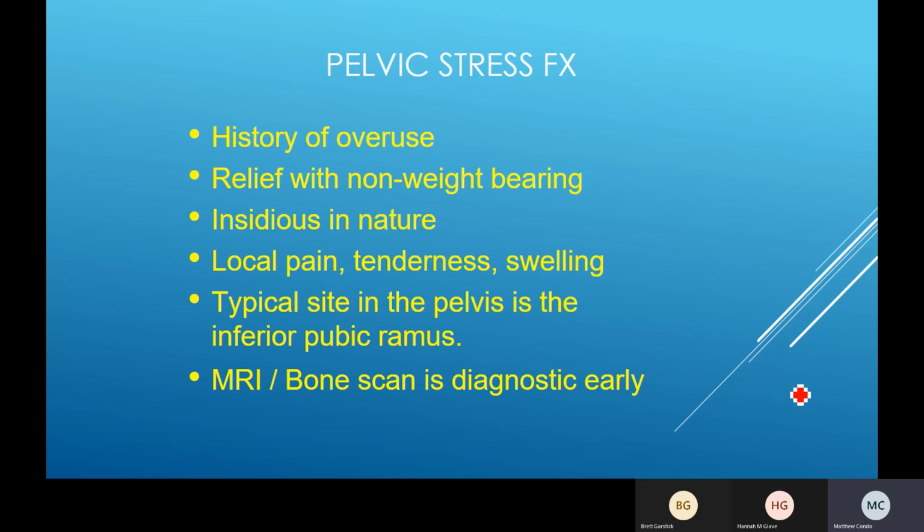Typically, X-ray is not going to show us a bunch when it comes to stress fracture. MRI, bone scan, that's going to be our key indicators. Okay, so if we have a lot of evidence of a stress fracture, we want to go straight to an MRI because X-ray is not going to show much.